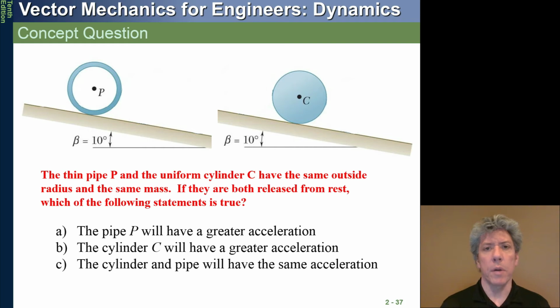So after you've gone through all of those example problems in the slides, let's approach this concept question. The thin pipe P and the uniform cylinder C have the same outside radius and the same mass. If they are both released from rest, which of the following statements is true? A, the pipe P will have a greater acceleration. B, the cylinder C will have a greater acceleration, the one on the right. Or C, the cylinder and pipe will have the same acceleration.